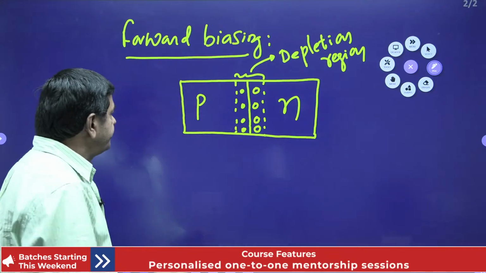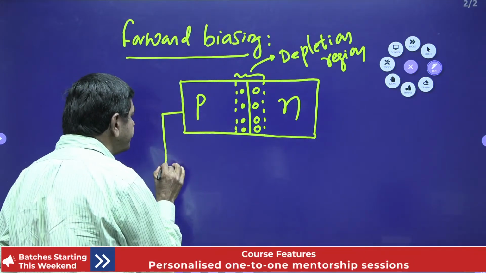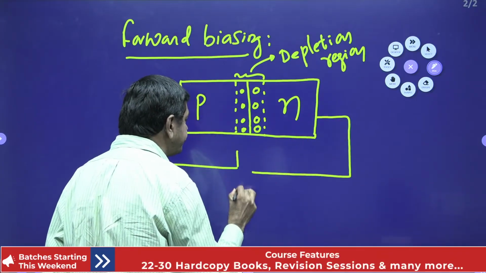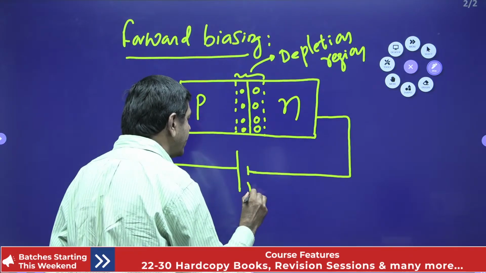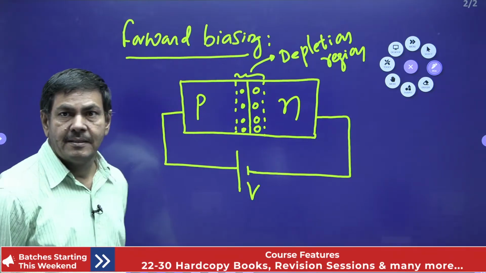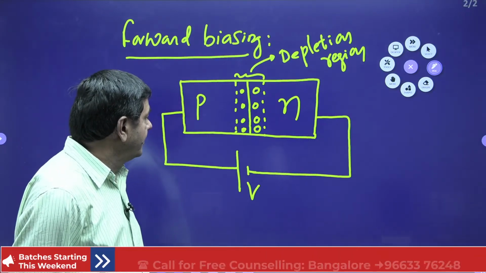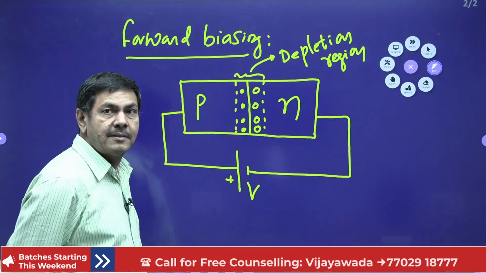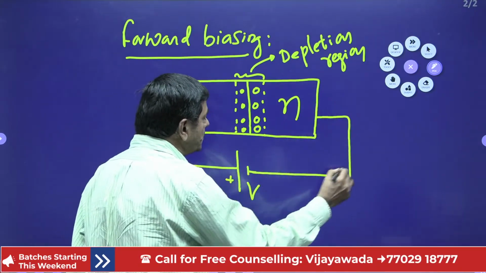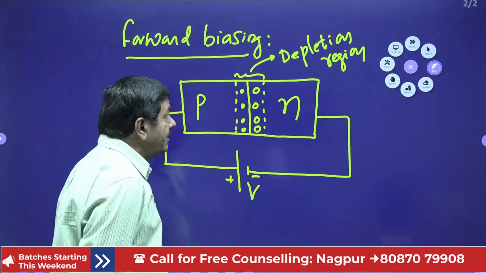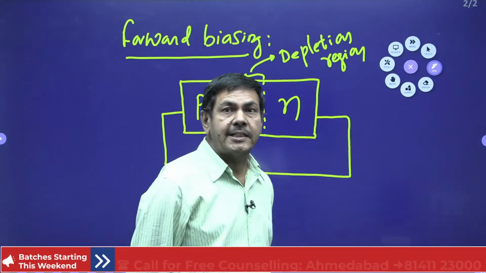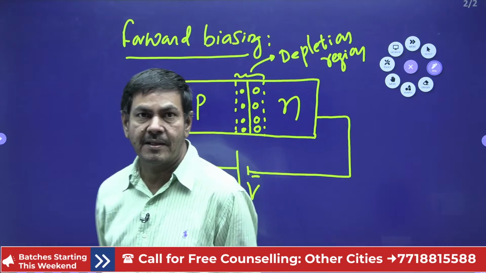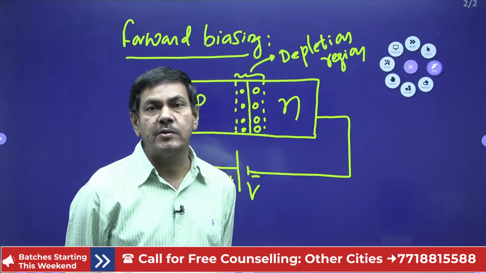What I did here, I connected a supply, a battery, some voltage. How is that battery connected here? The P-type material is connected to the positive electrode of the battery and the N-type material is connected to the negative electrode of the battery. If you connect the supply to the PN junction diode in this way, we say it is a forward biasing circuit. In this biasing circuit, what is going to happen? Please watch.